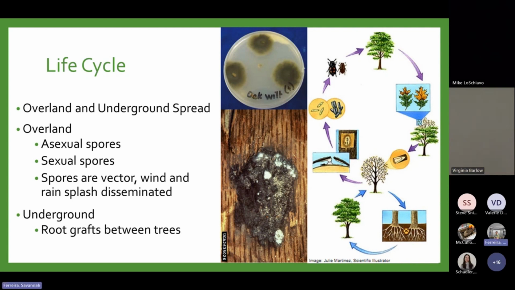As I mentioned in the last slide, it's also vectored to other oaks through root grafts, which is underground and really hard to detect. And that's just what this bottom cycle is showing. So you have a healthy tree that's connected to a tree that has oak wilt, and it's able to spread them through the roots.